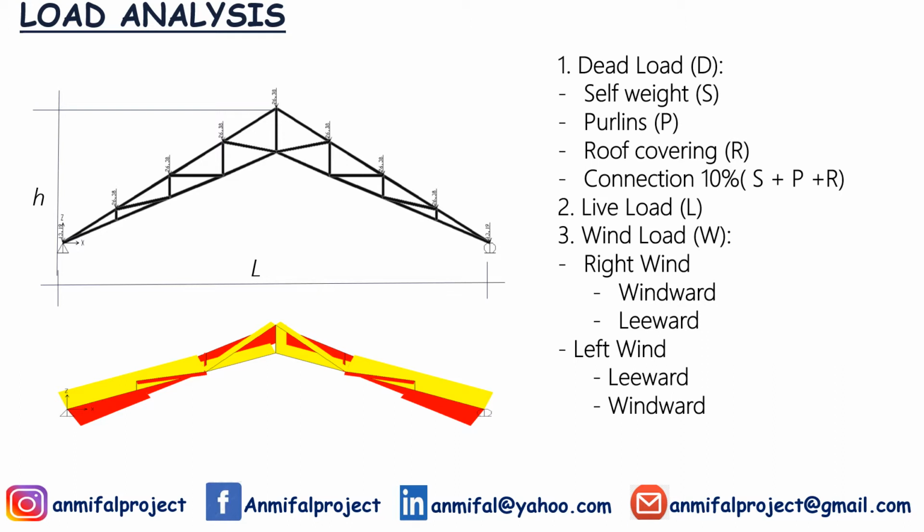Similarly to the tension load member design, in the compression load member design, we have load analysis that consists of at least three types of load cases: dead load, live load, and wind load. The dead load consists of three components: shaft weights, purlin loads, roof covering, and connection loads. The connection loads usually take 10% of the sum of shaft weight, purlins, and roof covering loads. The live load usually takes 100 kgf or equal to 1 kilonewton.